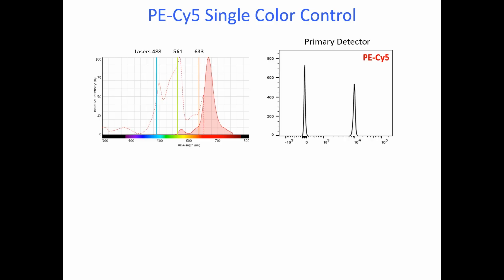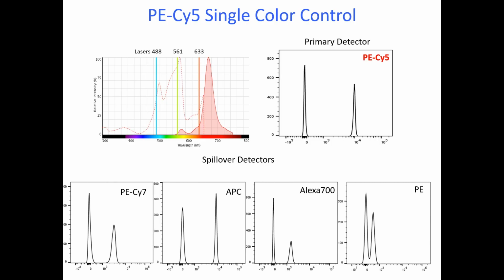Here is one of the bad boys, PE Cy5 tandem. Nice and bright in its own detector, it spills over into multiple other detectors by all the means possible. Adjacent spectra, cross-laser excitation, and tandem to base.